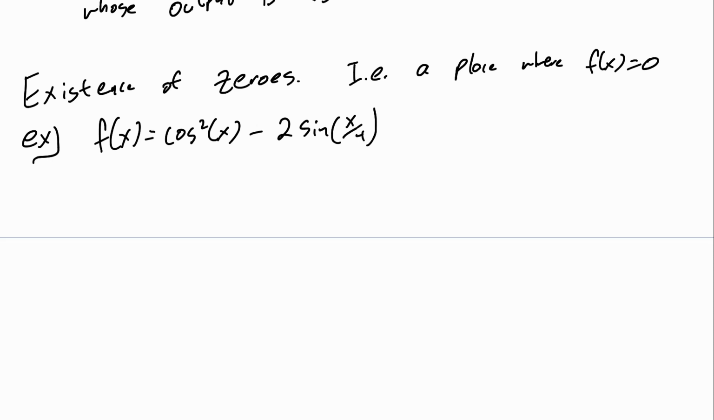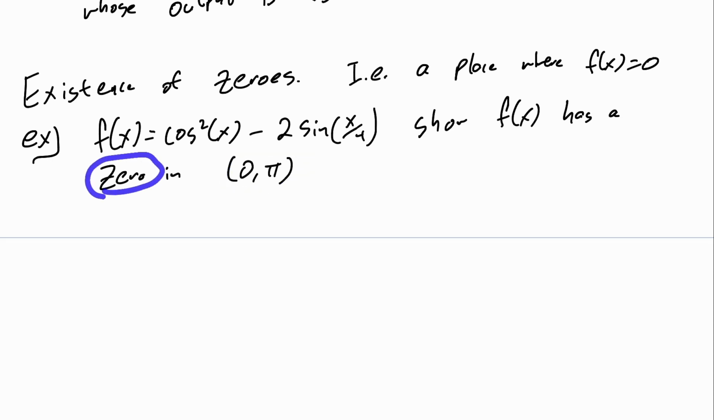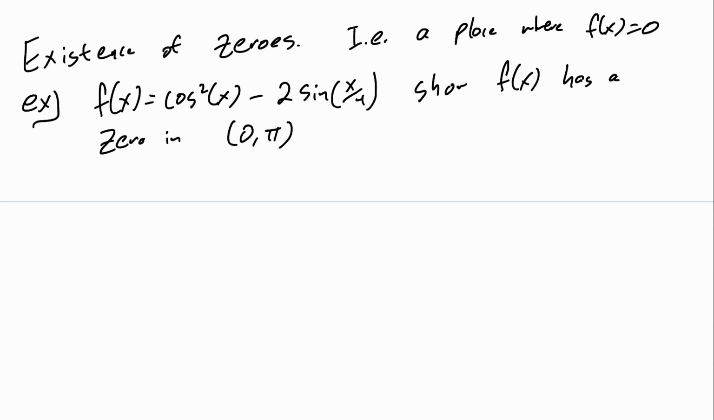Okay, and we want to show that this function, show f of x, has a 0 in the interval 0 to pi. So this interval here, this is possible x values. We want to show that one of the y values is 0. So there's a number in this interval whose y value is 0. Well, let's check the endpoints.